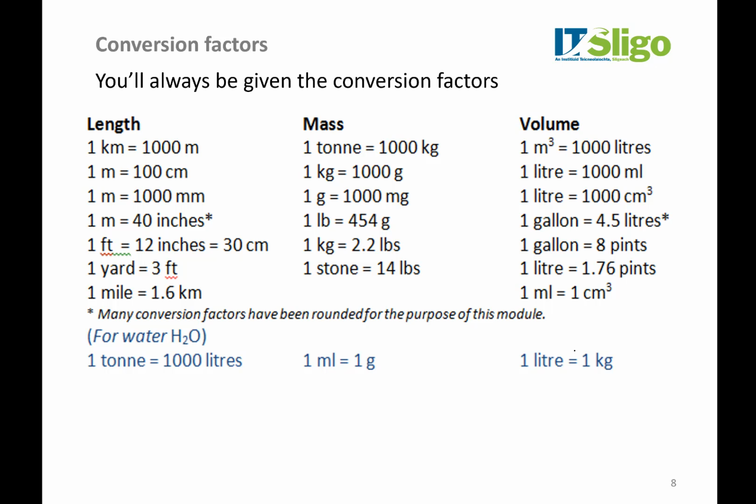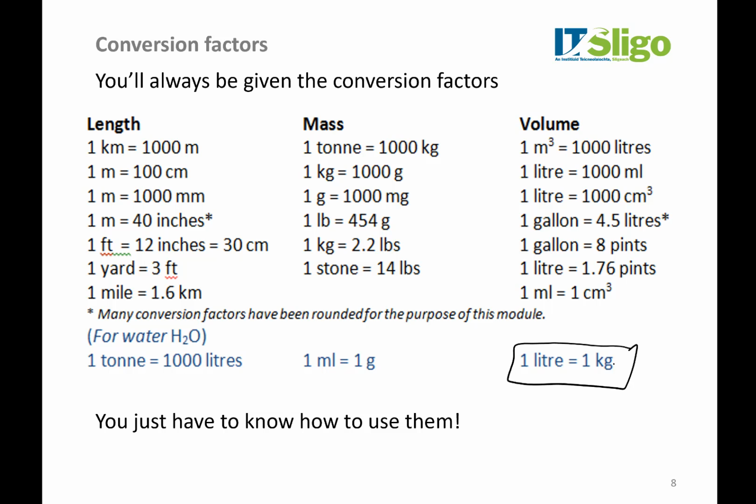Interesting one for water, guys. 1 gram of water has a volume of 1 mil. Similarly, 1 litre of water weighs 1 kilogram, and then 1,000 litres weighs a ton. So water has a very nice relationship between its volume and its mass. So like I said, you'll be given them. We just have to know how to use them.